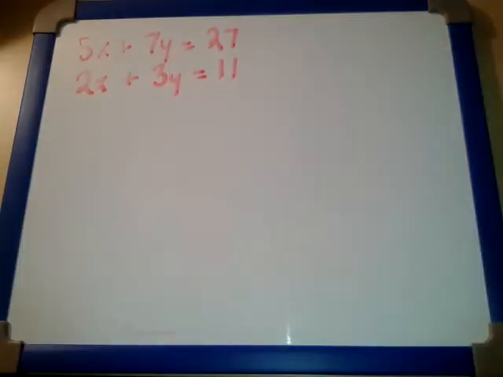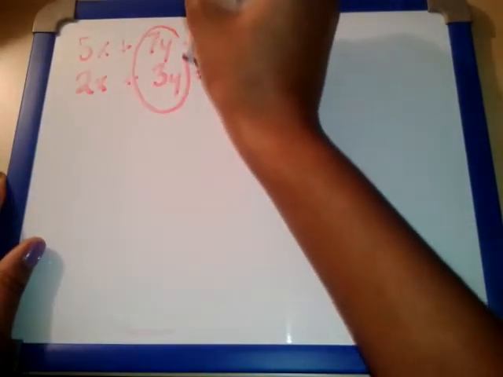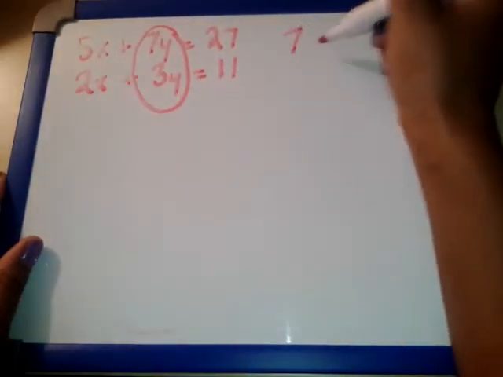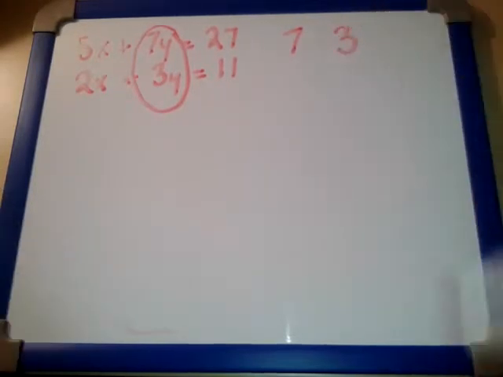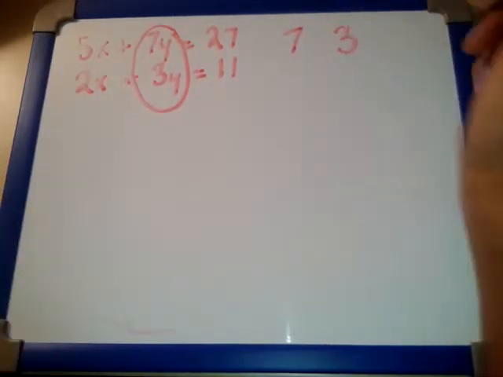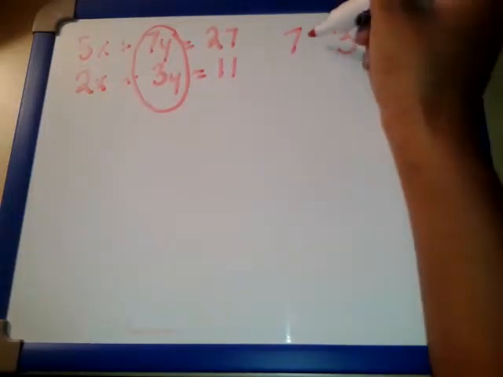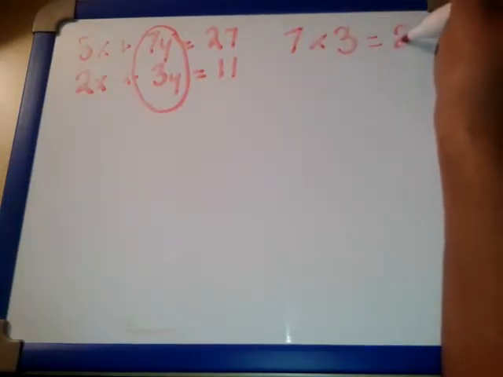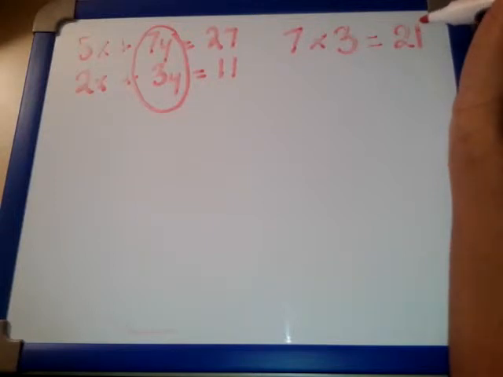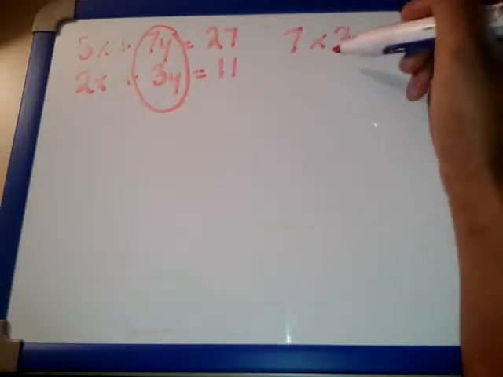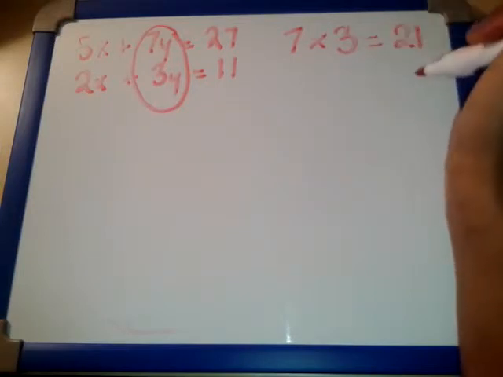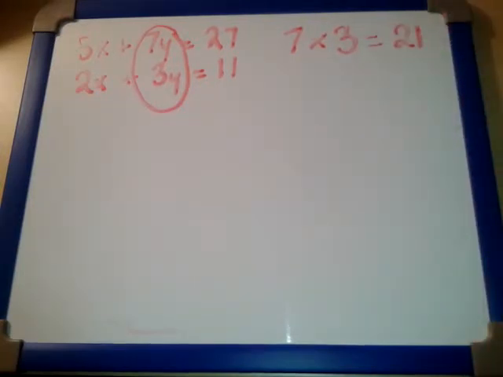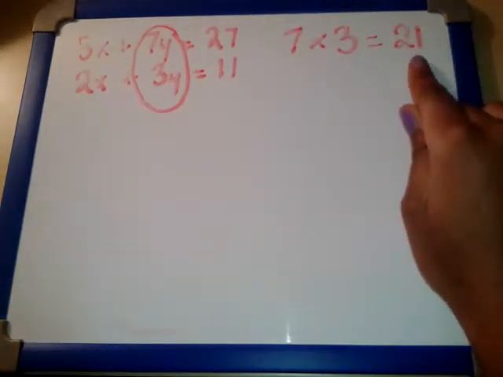So earlier on we focused on the x's, so this time let's focus on the y values. So we have 7 and we also have 3. Now the easiest way to do this is to multiply the 7 and the 3, and this will give us 21. And 21 is actually the lowest common multiple of 7 and 3. So our aim is to rewrite both of the equations and to have the y value equal to 21.